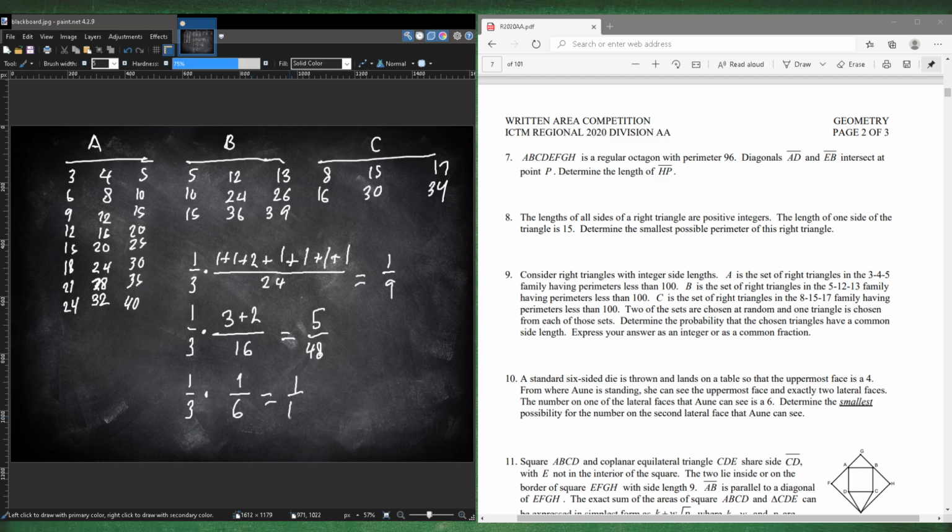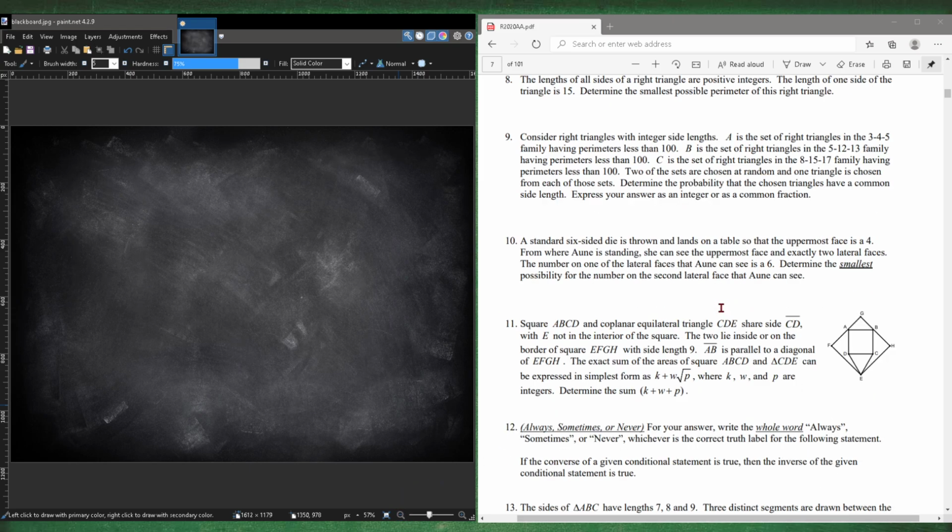And then this is just 1 18th. And then you just add those probabilities together to get our total probability. So 1 ninth plus 5 over 48 plus 1 over 18. And you should get 13 over 48. And that is our answer for number 9, which is just basically a bunch of trial and error.